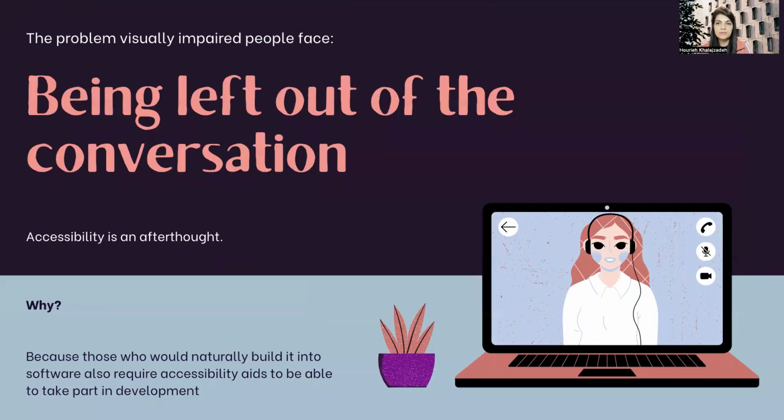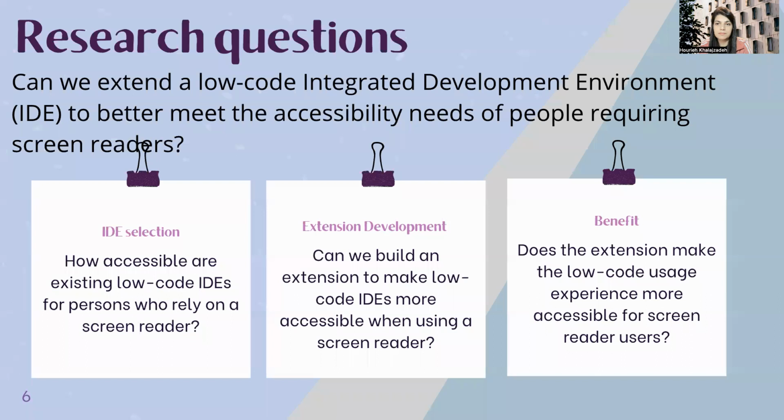In order to bridge the gap that a lack of accessibility creates, we need to have more diversity in the development teams who build the software. The current problem is that visually impaired people are left out of the conversation mainly, and accessibility is usually an afterthought because those making software often don't have accessibility requirements themselves.